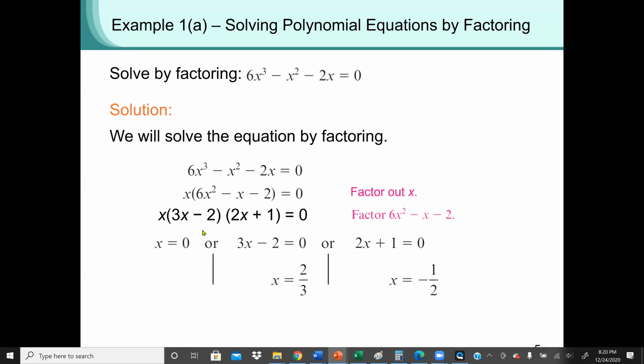So we finish. Our first x value will be x equal to 0, with the x outside. Then the second will be 3x minus 2 equal to 0. So we find x, which will give us minus 2 cross the equal sign to be positive 2. 3 is multiplied by x, so when it crosses the equal sign, it's going to divide. So our second x value will be x equal to 2 divided by 3. Next, we have 2x plus 1 equal to 0. So x will give me 1 positive, cross the equal sign, become negative. 2 is multiplied, so divide, and we get negative one half.